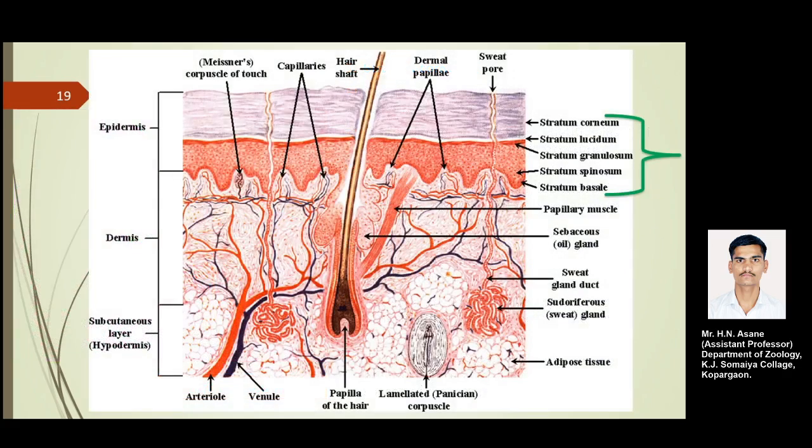So as you can see, we have finished with these layers in the green bracket: stratum corneum, stratum lucidum, stratum granulosum, stratum spinosum, and the stratum basale. The dermis and the subcutaneous layer, the hypodermis, will be explained in the later sessions on the skin. Okay, we will stop here. Thank you.